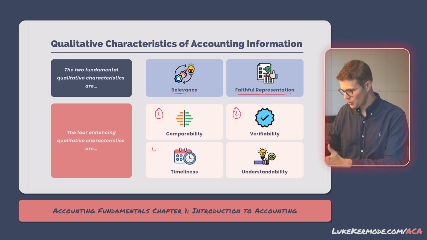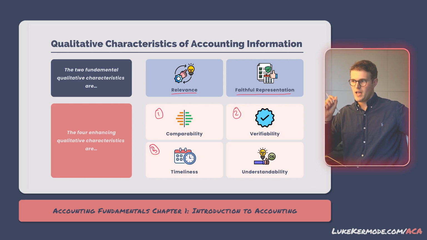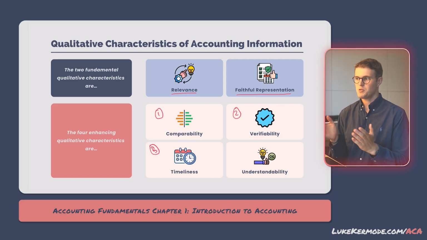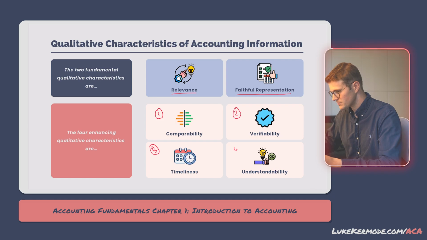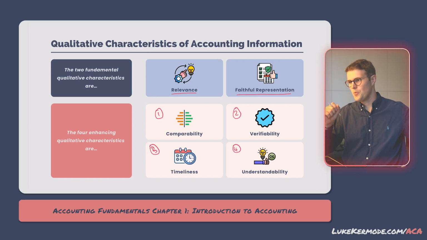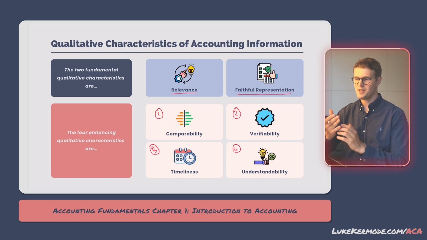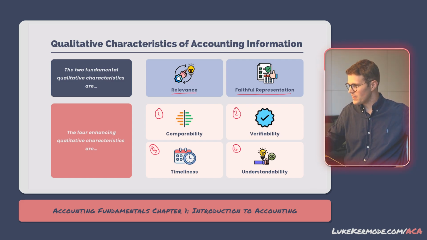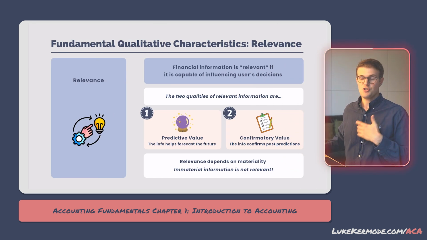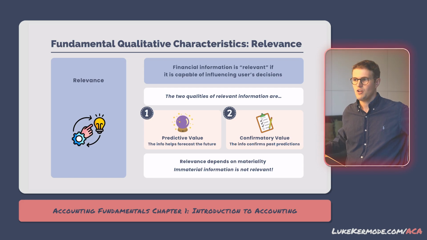Timeliness ensures that information is provided to users quickly enough to be able to influence their decisions. If it takes too long to reach users, that information may become stale and not be decision useful. And then finally, understandability, which means financial information should be presented clearly. It should use straightforward language so that users can easily grasp the key messages. So together, these characteristics ensure that financial information is useful, it's trustworthy, and it's decision relevant.